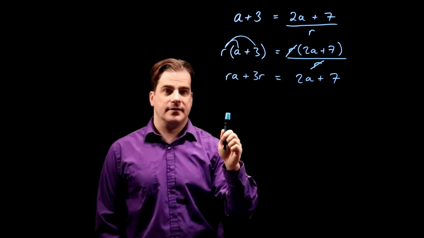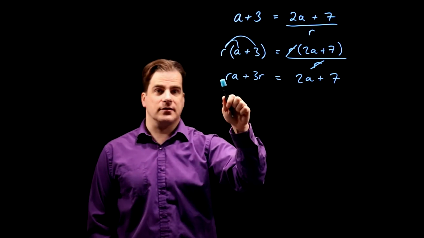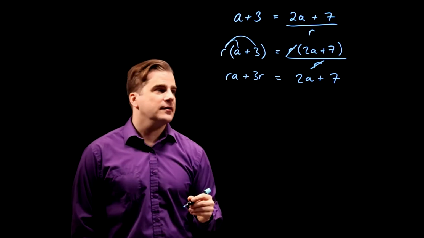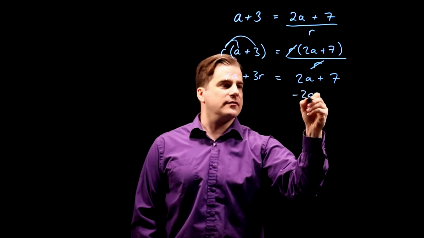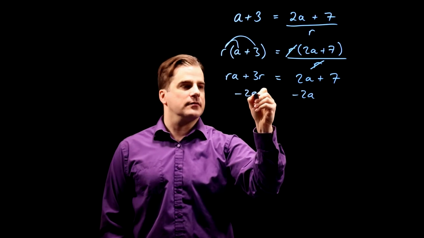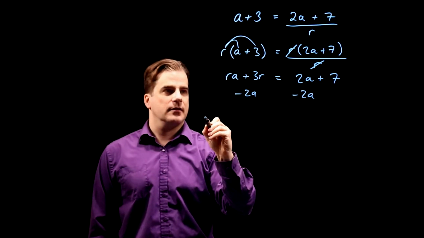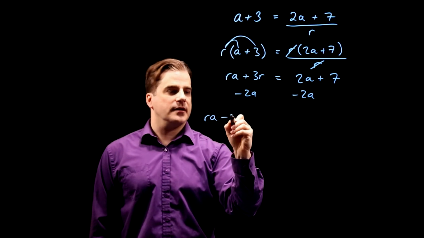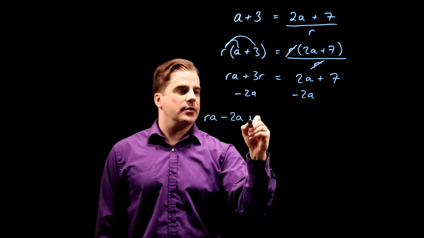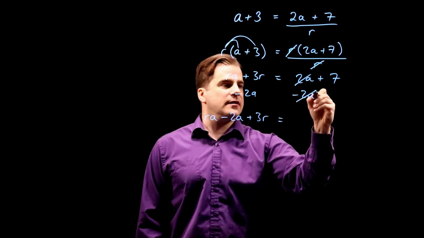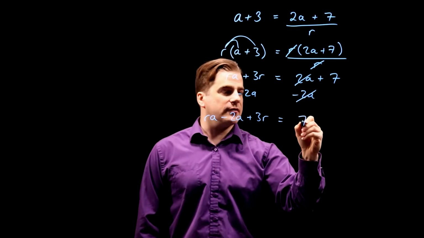Right, we've got to make A the subject, so let's get all the A's on the same side. Let's bring this 2A over here. So we're going to subtract 2A from both sides. Okay? So what do we get? We get ra minus 2a plus 3r equals, 2a minus 2a have gone, we're left with just 7 on that side.